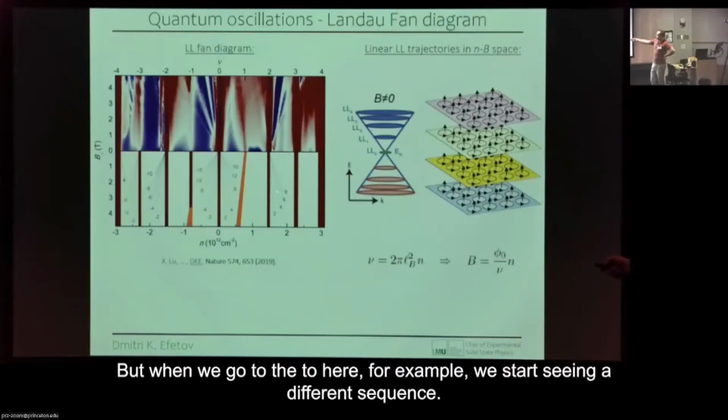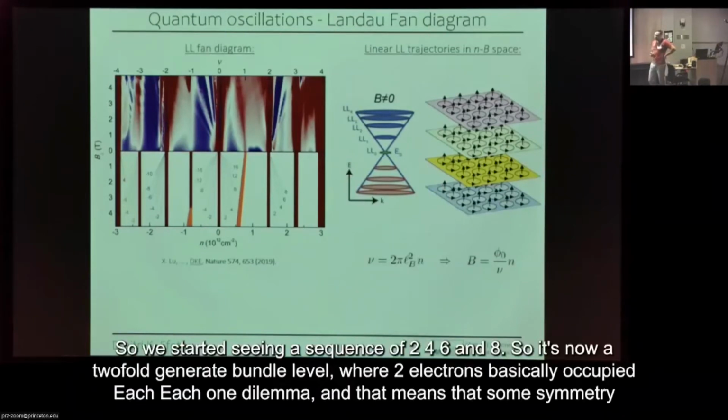But when we go to filling factor 2 here, for example, we start seeing a different sequence. We start seeing a sequence of 2, 4, 6, and 8. So it's now a twofold degenerate Landau level, where 2 electrons occupy each Landau level. And that means that some symmetry has been broken here.